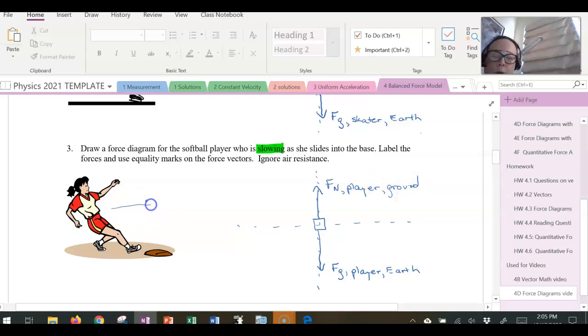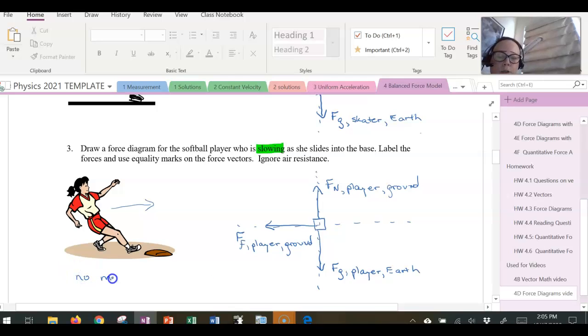She's moving to the right, right? But her feet are sliding on the ground, and so there is friction. So there is a friction force on the player that's being exerted by the ground. And that friction force opposes her motion to the right, so it goes to the left.